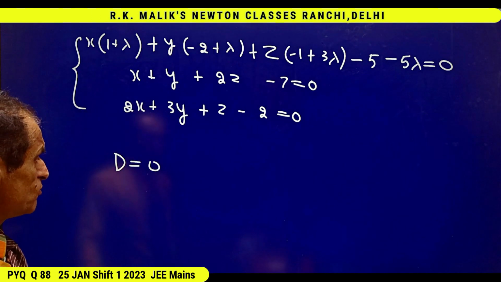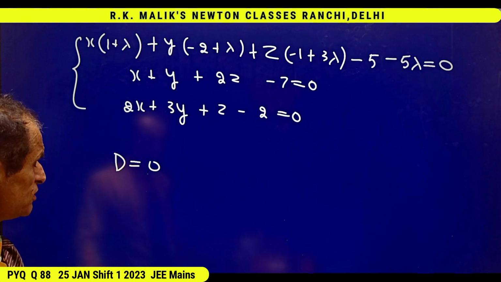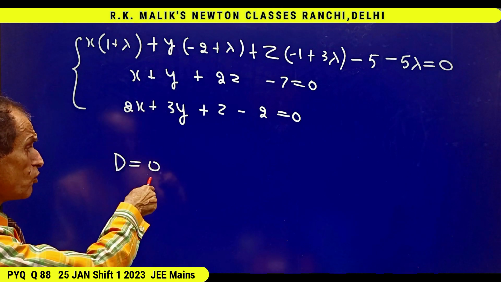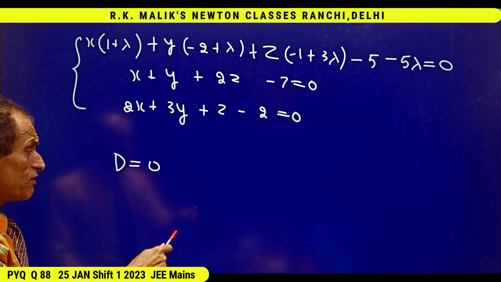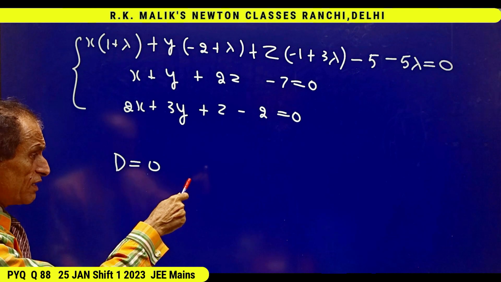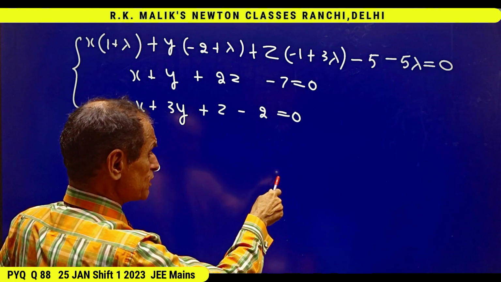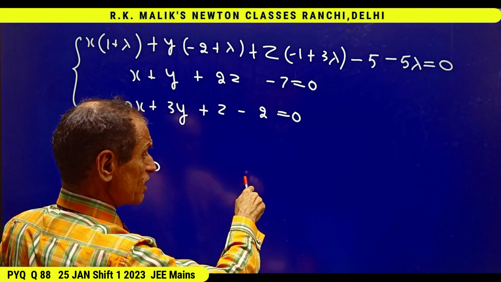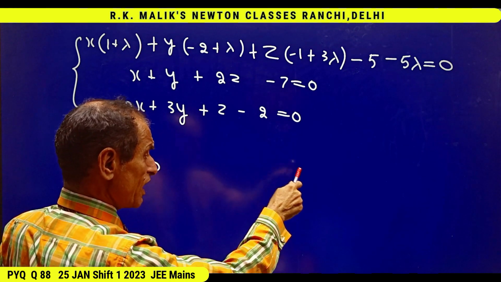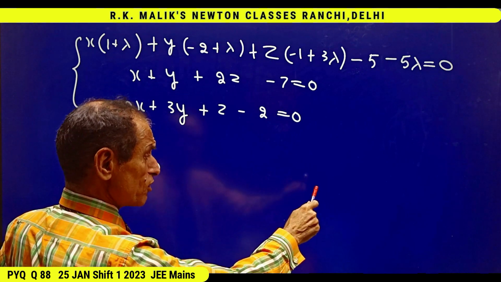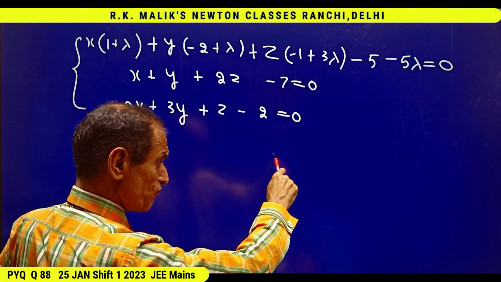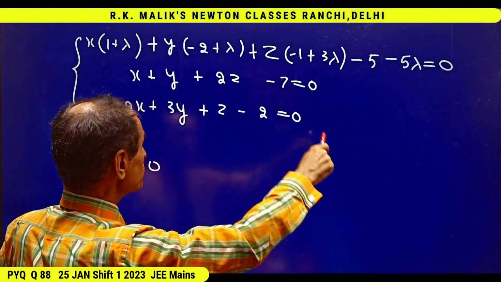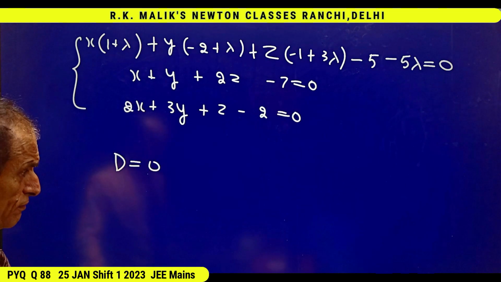Actually, in examination, we don't have time. Therefore, the point to be noted is using D equal to 0, I can find the value of lambda. I need not check the values of D1, D2, D3 because it is sure that out of D1, D2, D3, at least one will be surely non-zero. If all are zero, an infinite number of solutions will be there. If an infinite number of solutions are there, then the question will become wrong.